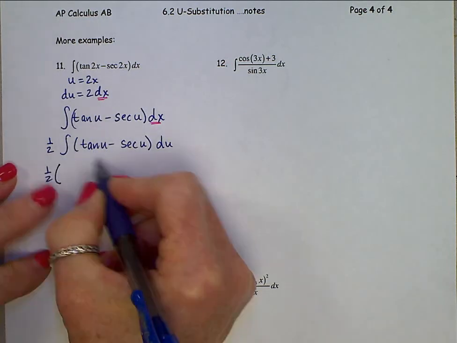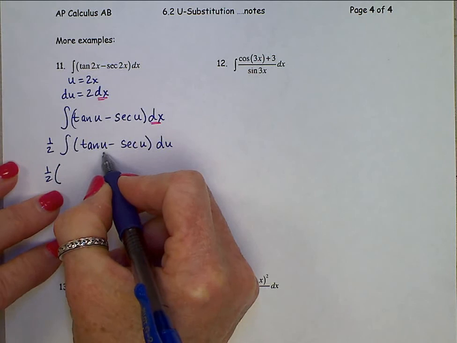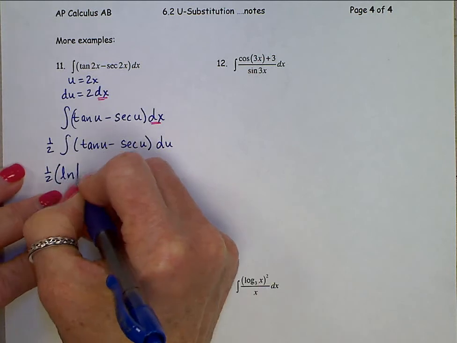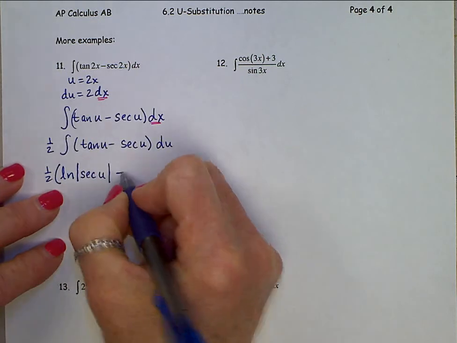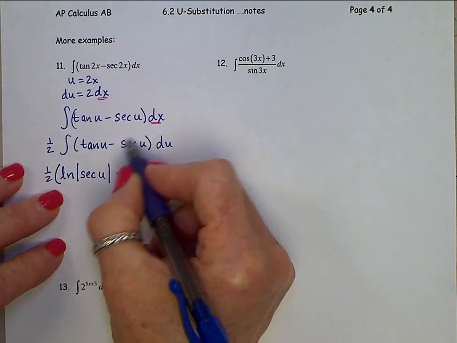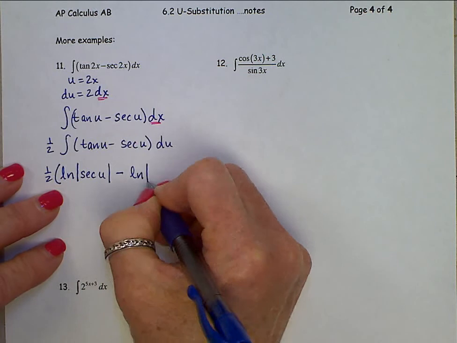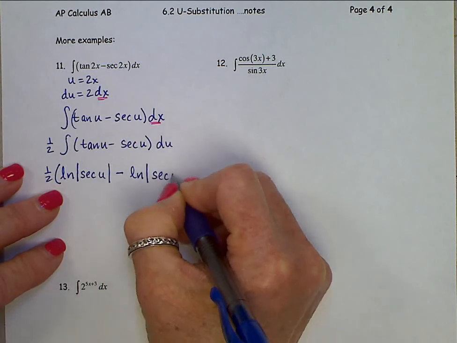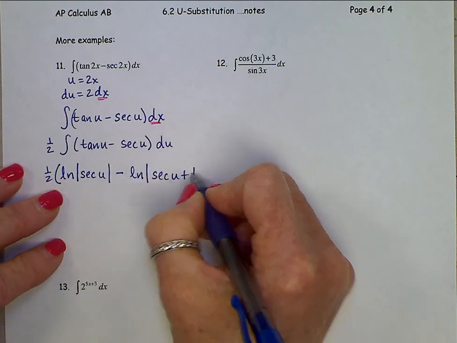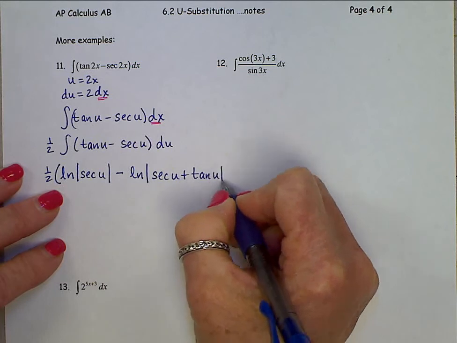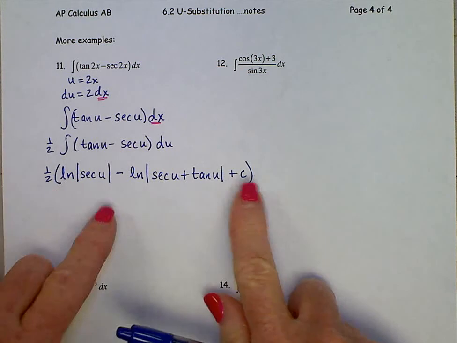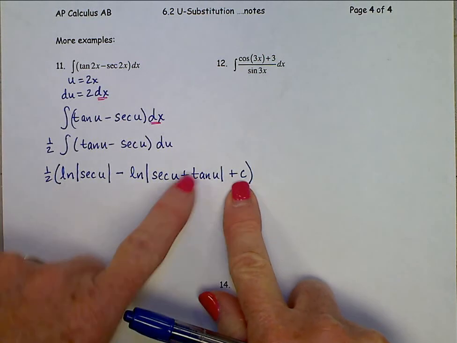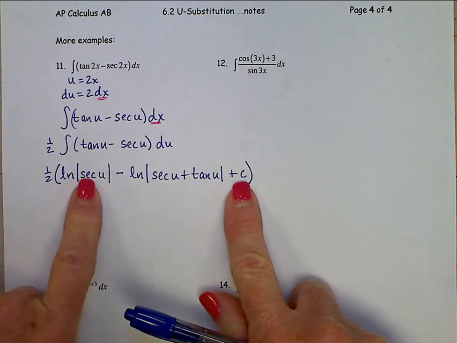The antiderivative of tangent u is the natural log of the absolute value of secant u, minus the antiderivative of secant u, which is natural log absolute value secant u plus tangent u, plus a c. That constant actually encompasses the constant from this antiderivative and from this one.